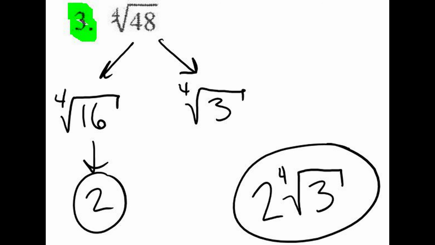The fourth root of 16 boils down into just a 2. And then the fourth root of 3, once again, you could get a decimal for that if you wanted, but instead of that, we'll just leave it as the fourth root of 3. So it's going to be 2 times the fourth root of 3.